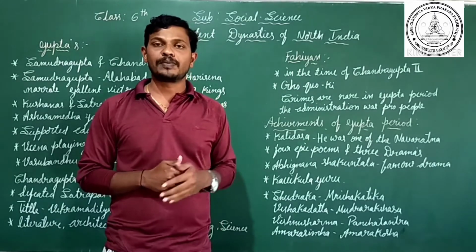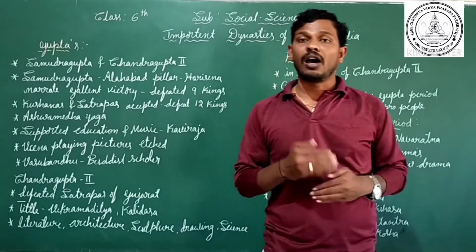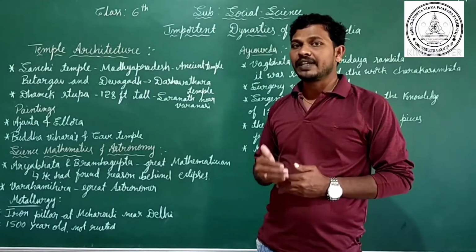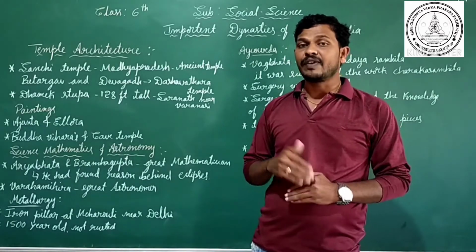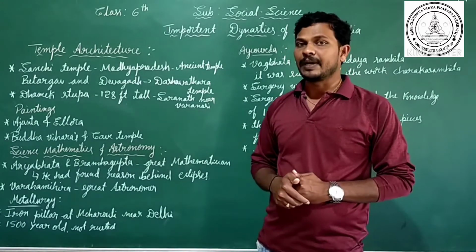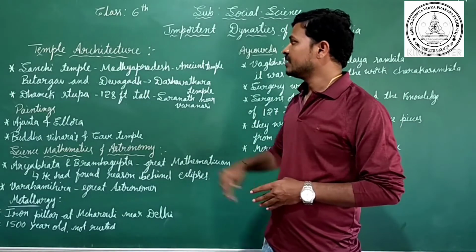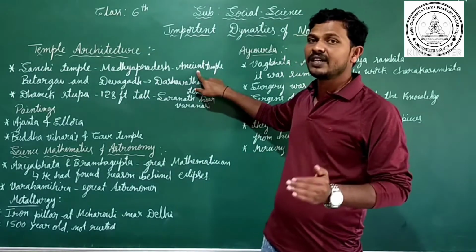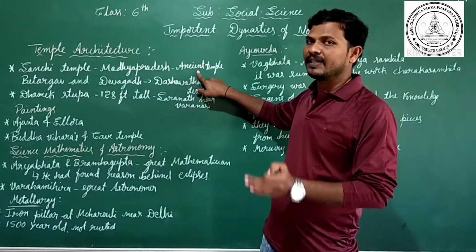Like this, the Gupta Empire gave contributions to literature, art and architecture also. The Gupta empires also contributed to temple architecture. In temple architecture, we remember the Sanchi temple. This is the Sanchi temple. It is situated in Madhya Pradesh. It is one of the ancient temples in India. Temples of this kind, especially, we can find in Madhya Pradesh itself.